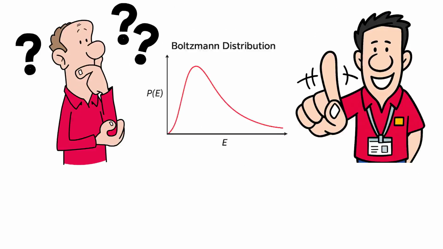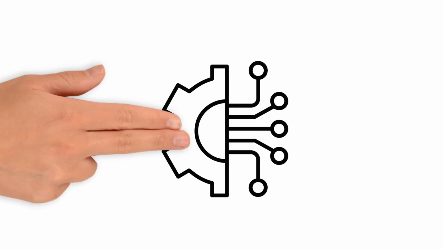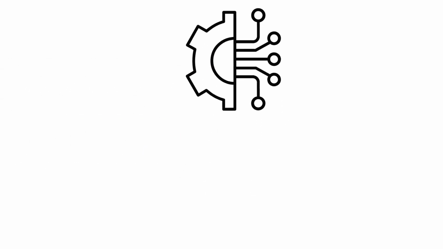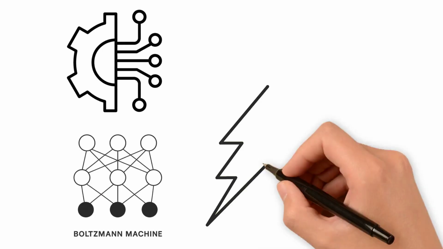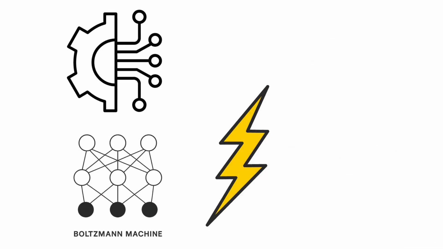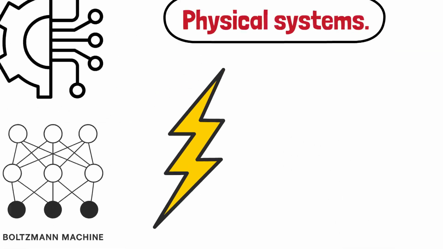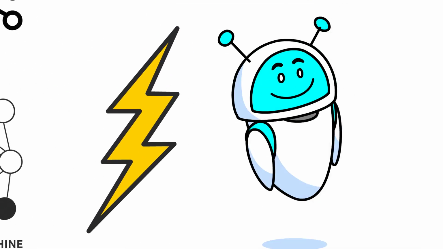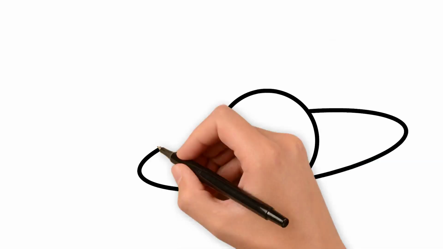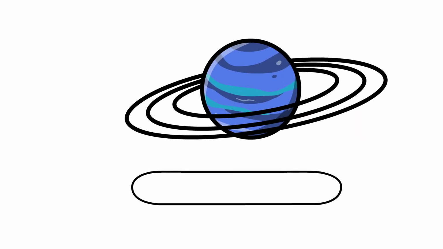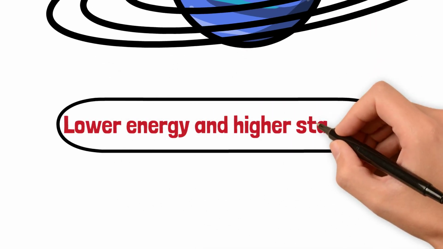This same idea inspired one of the earliest machine learning models, the Boltzmann machine, an AI algorithm that learns by minimizing energy in a network, much like physical systems do when they reach equilibrium. So the next time you train an AI model, remember, it's learning like the universe itself, moving toward lower energy and higher stability.